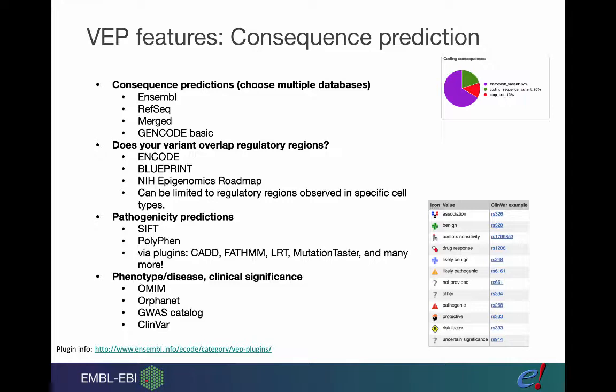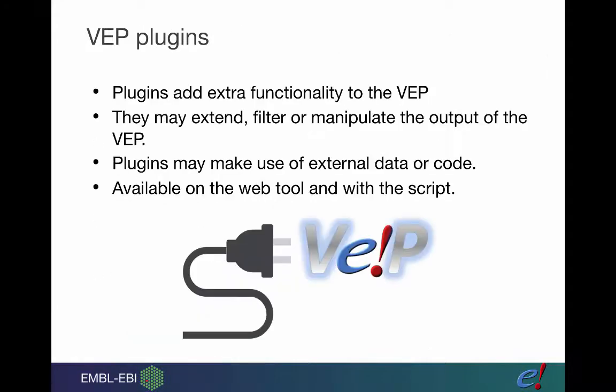We will tell you if your variant overlaps regulatory regions, which come from data from ENCODE, Blueprint and Roadmap Epigenomics, and you can limit this to regulatory regions that are active in specific cell types. We'll also give you pathogenicity predictors, and if your variants are known, it will find the variant and say, seen this one before, this is its ID. It will tell you if it's been linked with a phenotype or a disease, and give you its clinical significance.